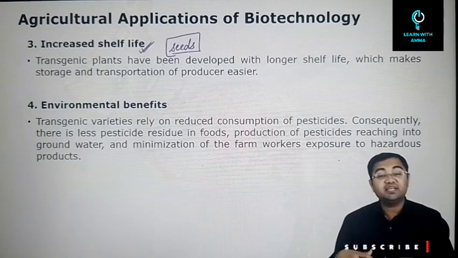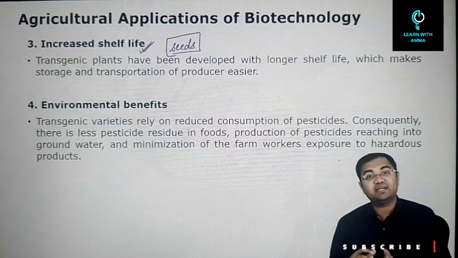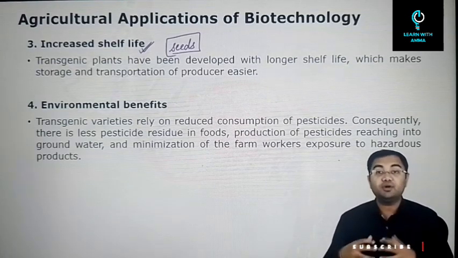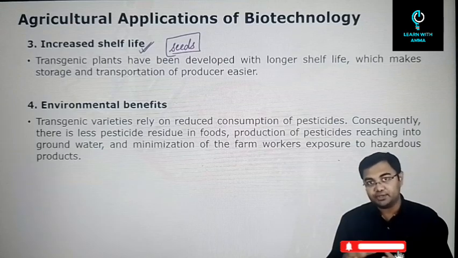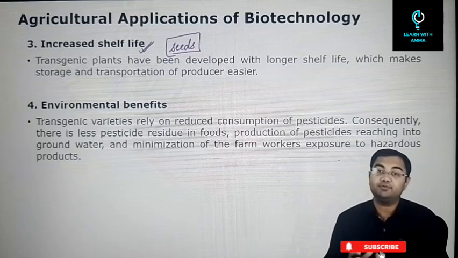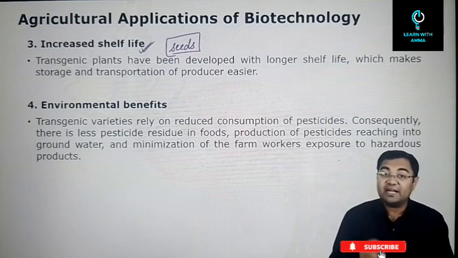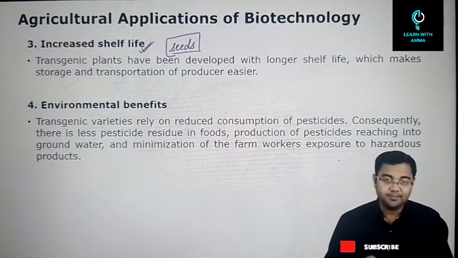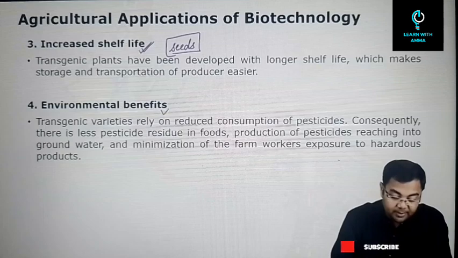So biotechnology can also be helpful in making sure that the seeds can survive for a longer duration of time. So that's why when we talk about increasing the shelf life, it is not only about increasing the shelf life of the fruits and vegetables, but at the same time also increasing the shelf life of seeds. Then after that, environmental benefits.